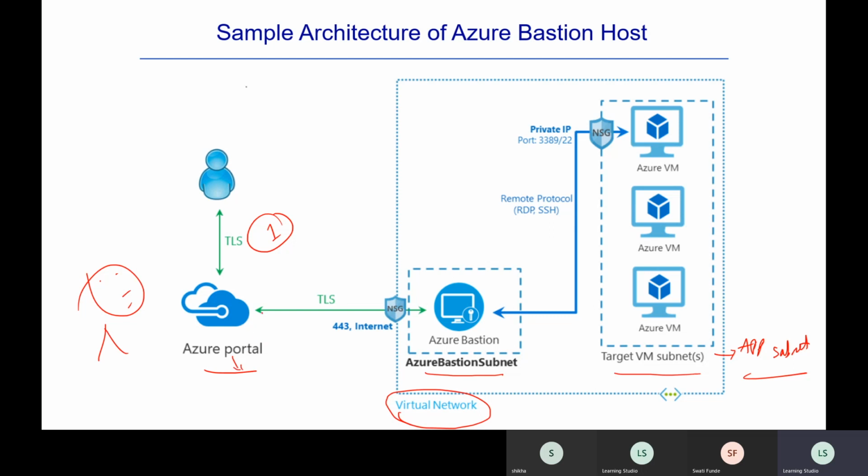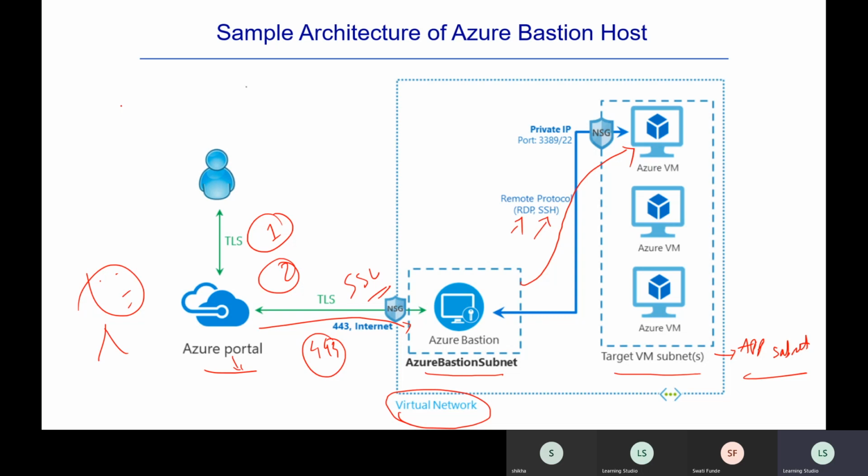Second, you will connect to your Azure virtual machines via Azure Bastion. Again, this connection happens over TLS using port 443, so it uses SSL. From the Azure portal, you connect to the Azure Bastion host over SSL, and then the Azure Bastion host allows access to your virtual machine over the RDP port or the SSH port.